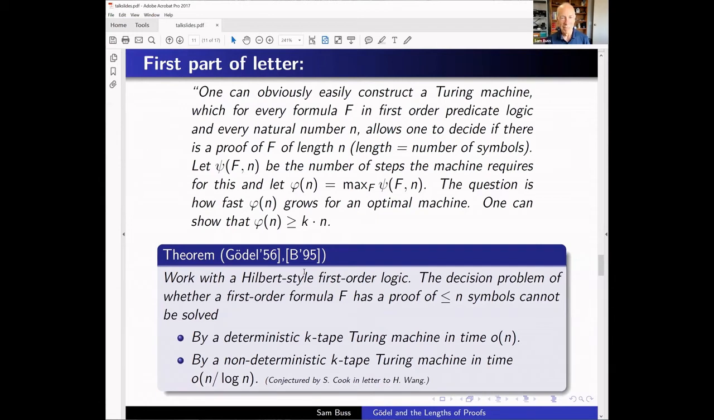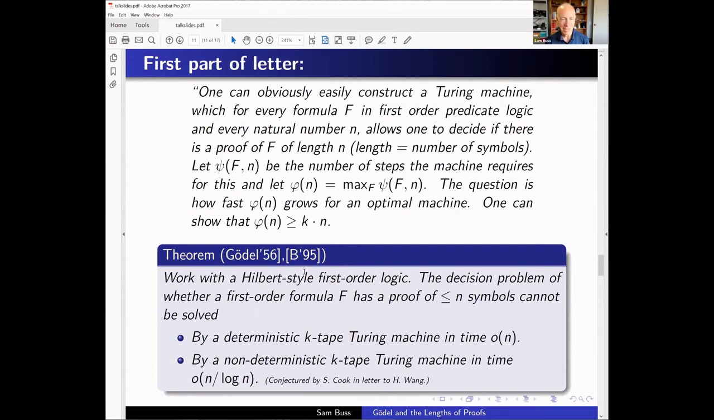Let psi of F and n be the number of steps the machine requires for this, and phi of n be the max of psi as a function of n, over formulas, right? The question is how fast phi of n grows for an optimal machine. One can show phi of n is greater than or equal to k times n. So I'm going to stop here. I'll come back to the rest of his letter, but here he's just stated a theorem, with no proof, but I was able to give a proof later on, which I'll briefly describe.